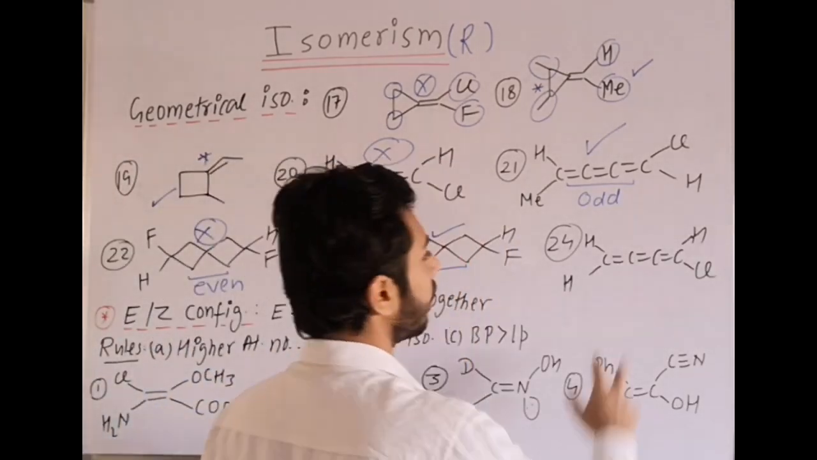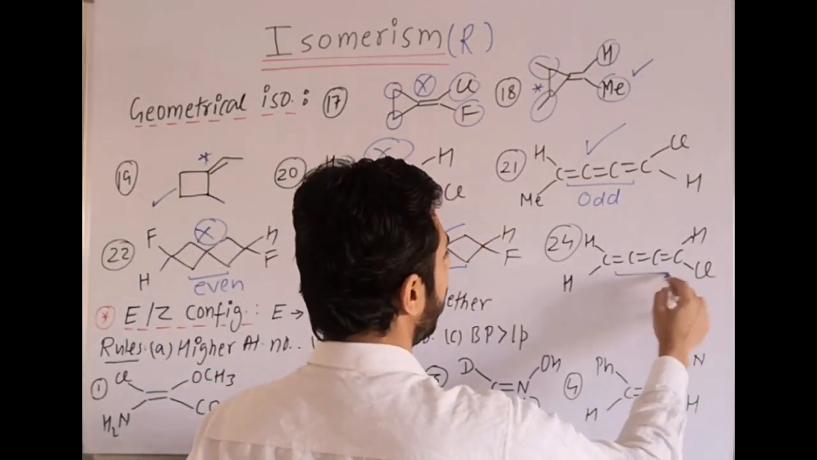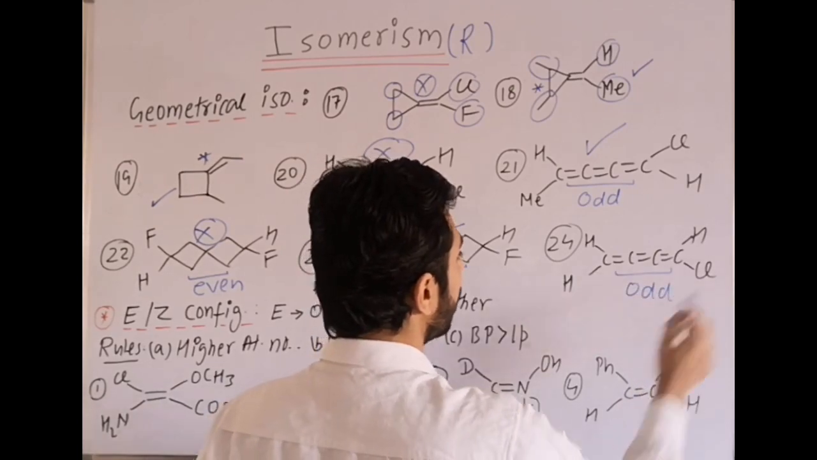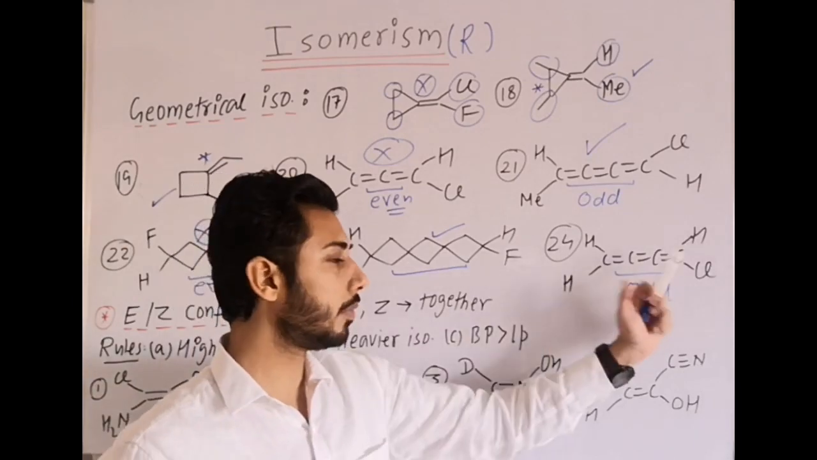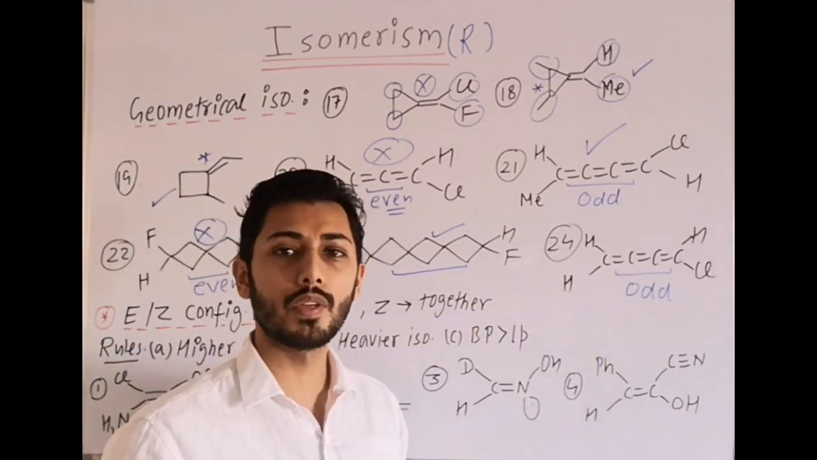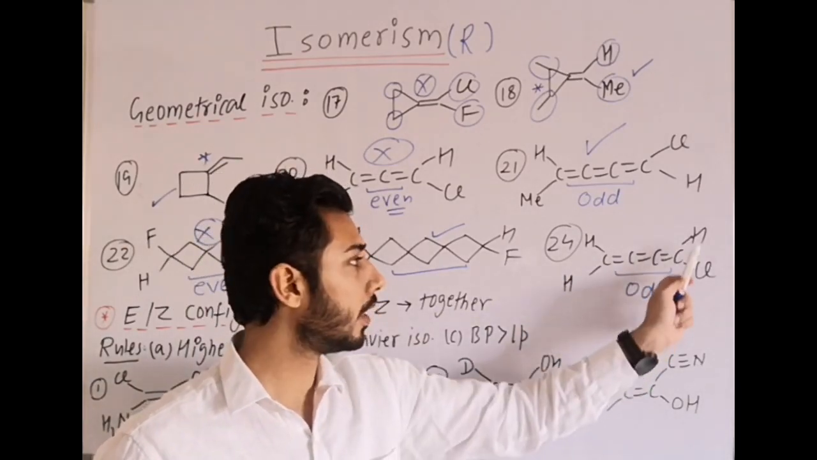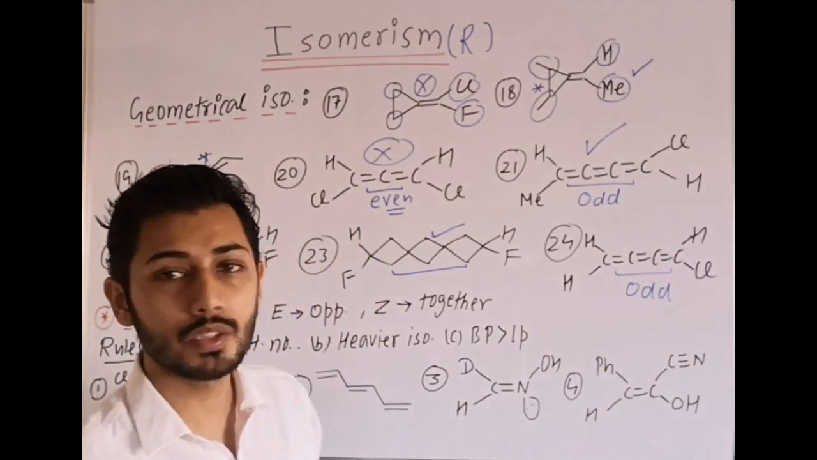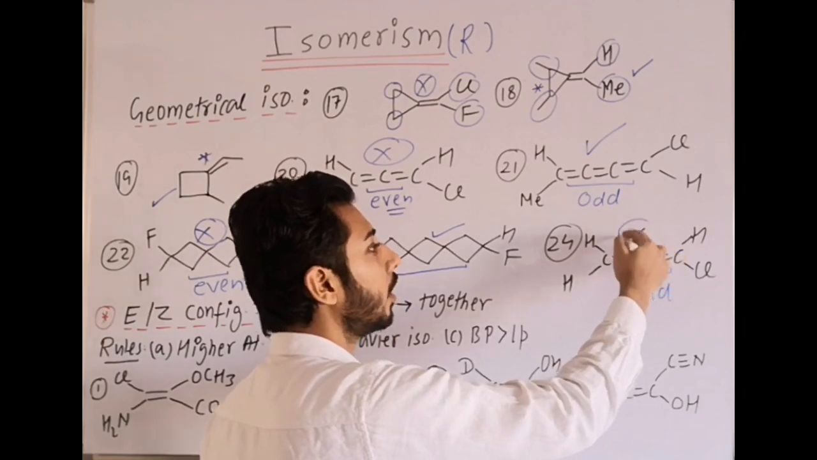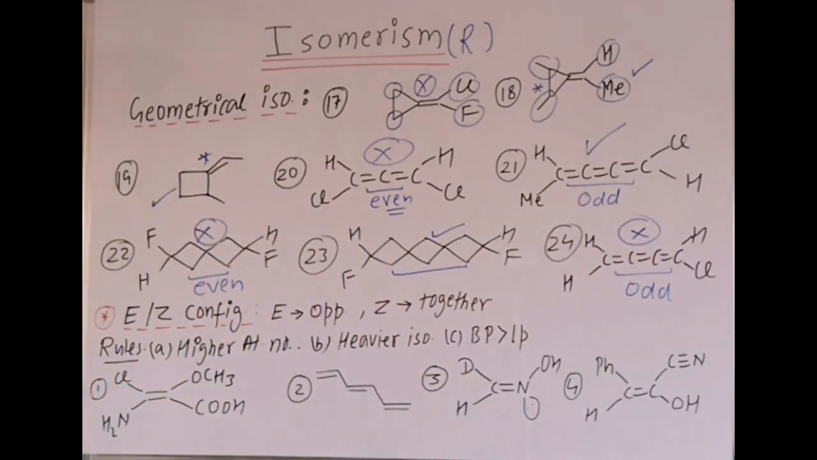24th. Here the summation is what? Odd, allenes. It means terminal groups are in the same plane. Then check at the terminal or the extreme ends, two different groups have to be there. Here two different groups, yes, H and Cl. There is H and H, that means same group, so it will not participate in geometrical isomerism.